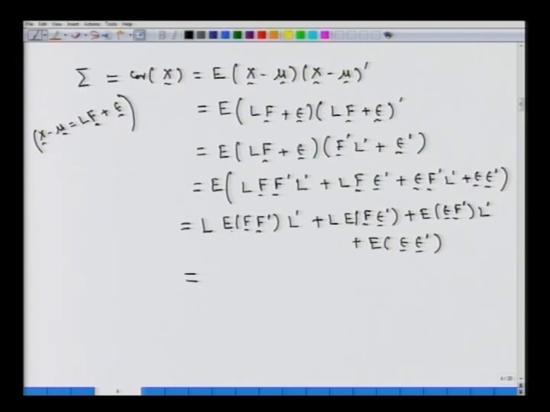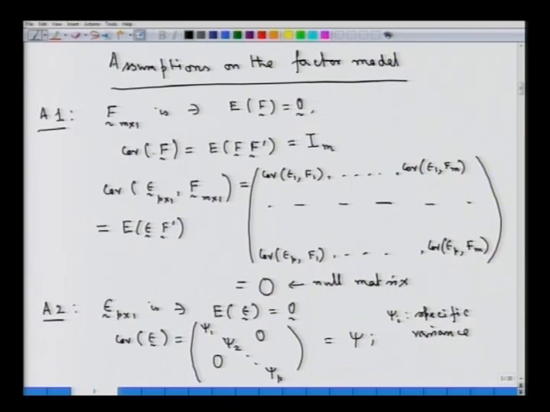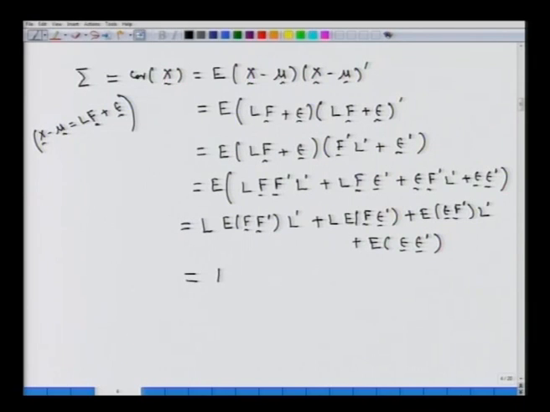So, what is the first term equal to? This is the expectation of F F transpose. The expectation of F is equal to 0, and hence this is nothing but the covariance matrix of the F random vector. And what is that? By the first assumption, A1, the covariance of the F vector, the expectation of F F transpose, we have taken as an identity matrix. So, this is equal to L L transpose.